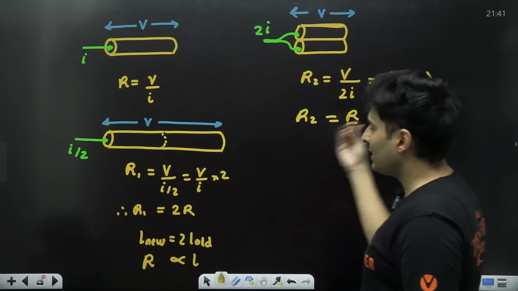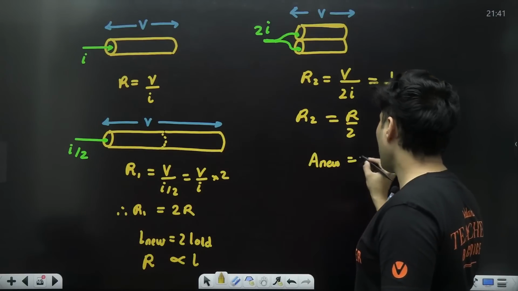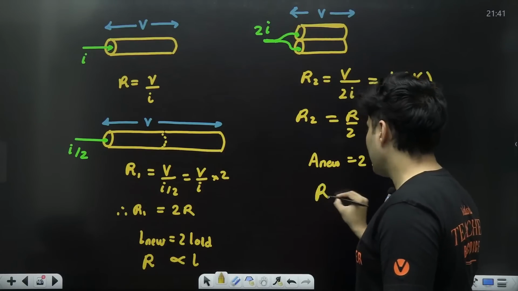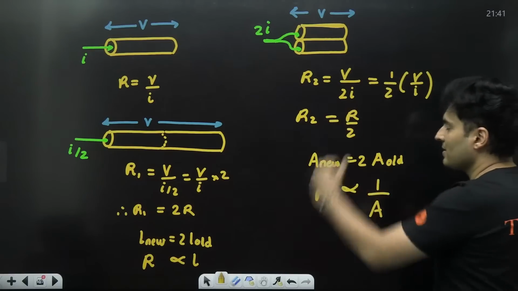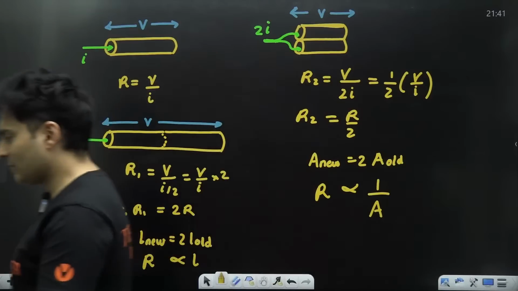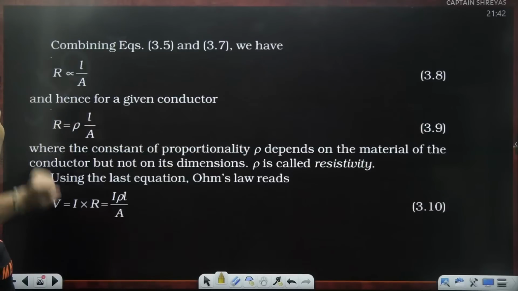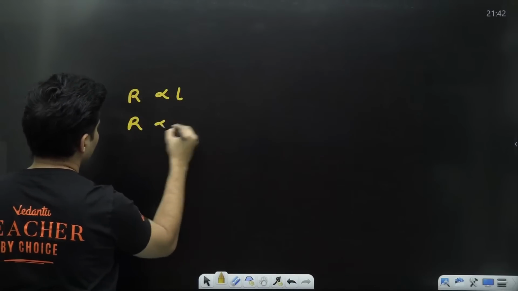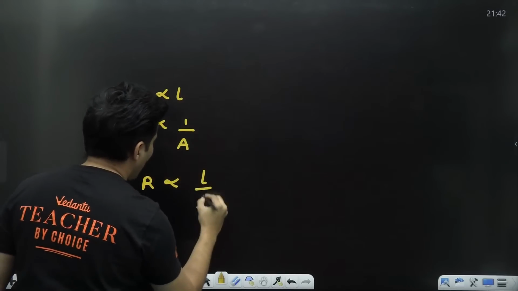So what they found is that the resistance has become half when the area is 2 times the old area. From this, they concluded resistance is inversely proportional to area. Area doubles, resistance becomes half. Exactly. So that is how they were finally able to write down that resistance is proportional to length, and inversely proportional to area. Therefore, resistance is proportional to L by A.